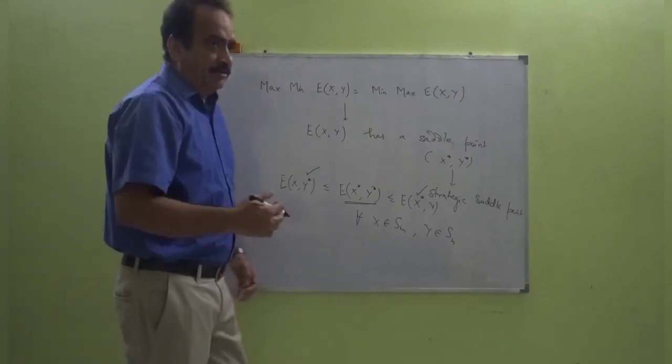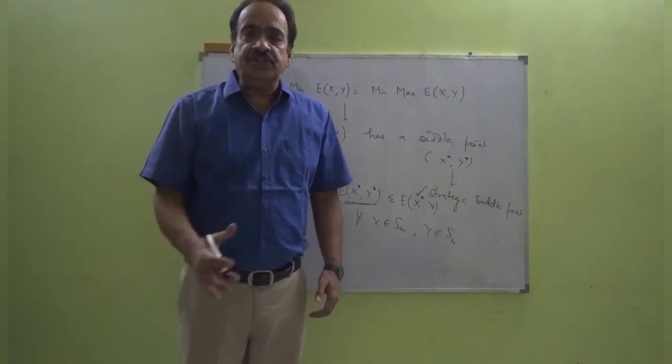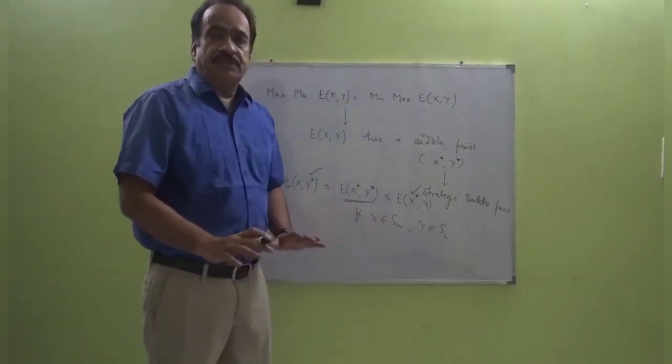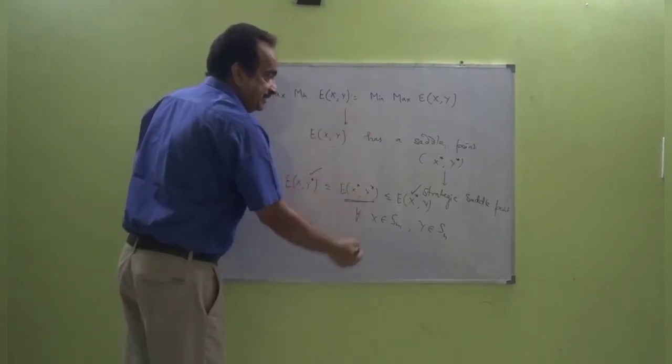Consequently, one of the main results is that every rectangular game is solvable. Each player has an optimal strategy. So every rectangular game is solvable and has a value, and that comes from these results.